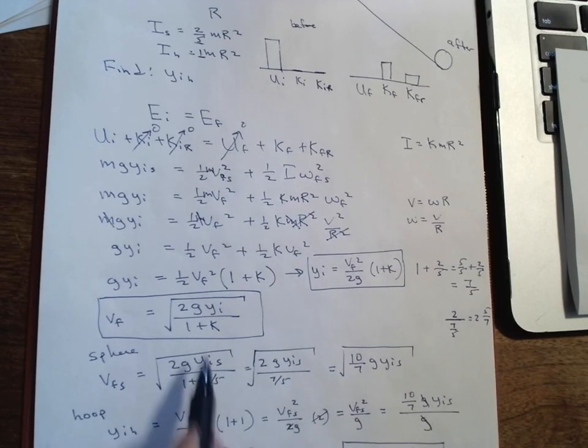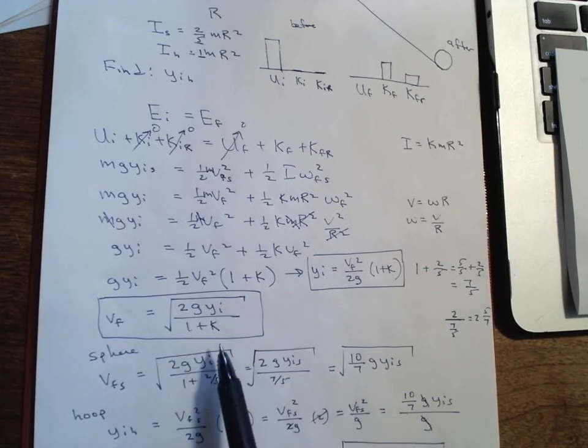So we were able to do that without actually plugging in numbers to find this number. By leaving our terms as variables, we were able to see how y for the hoop is a function of y for the sphere.